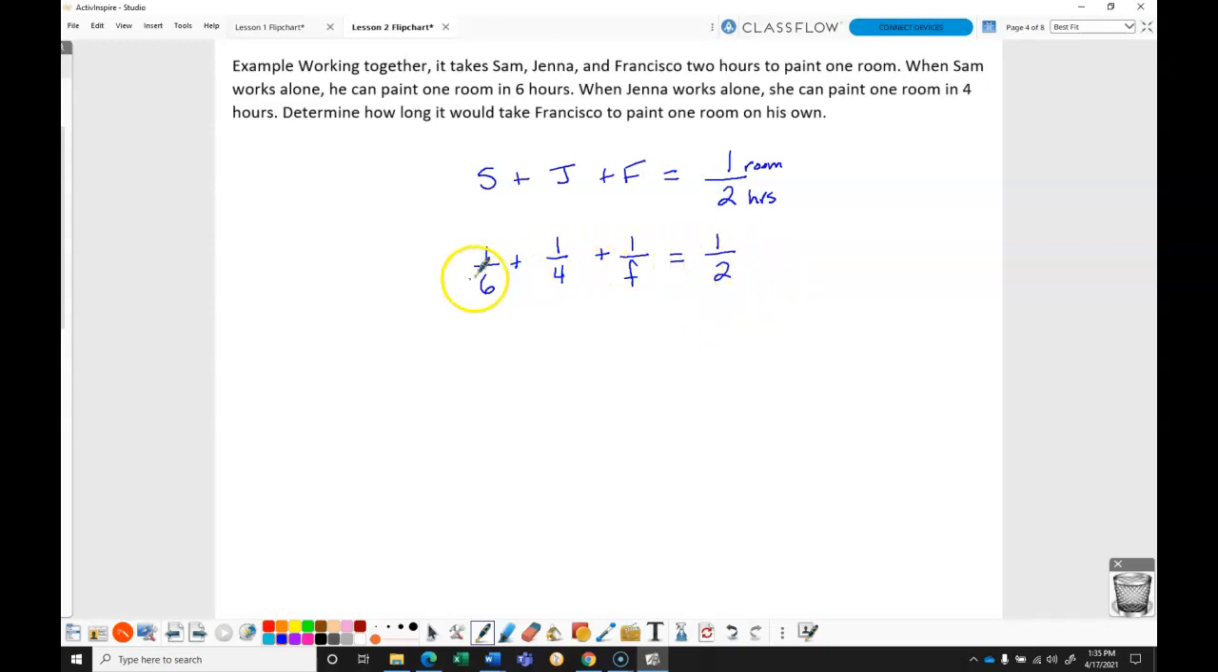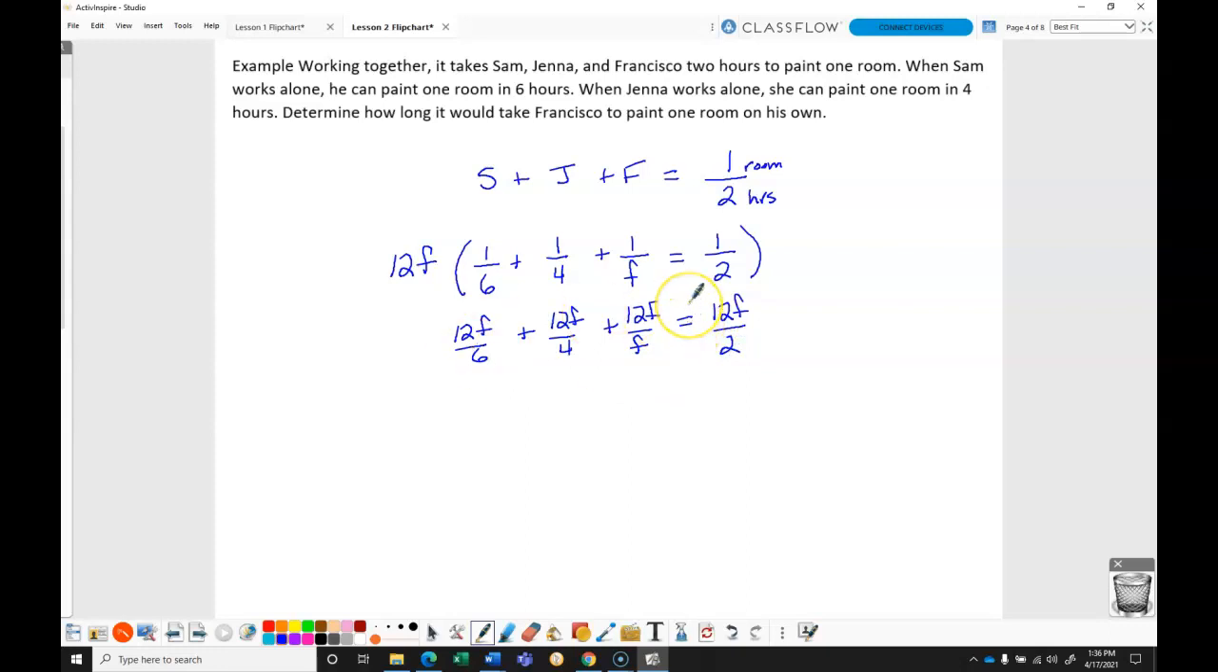So what I'm going to do is I'm going to find a least common multiple of this denominator and multiply every single fraction by it. So I need a number that 2, 4, and 6 all go into, and I'm going to put an F on it too. So hopefully you have identified that that should be 12F. I'm going to multiply every single term by 12F. So 12F over 6 plus 12F over 4 plus 12F over F will equal 12F over 2.